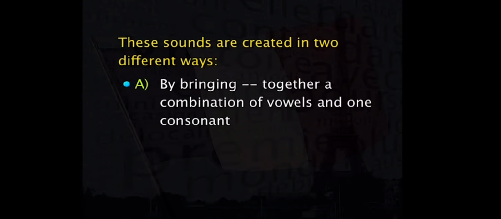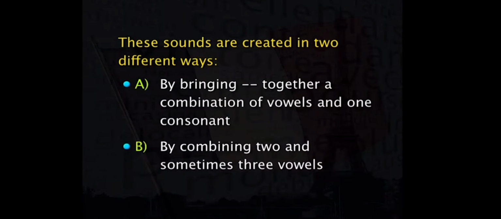In today's class, we are going to learn some of the typical sounds that are characteristic of the French language. These sounds are created in two different ways. A, by bringing together a combination of vowels and one consonant. B, by combining two and sometimes three vowels.